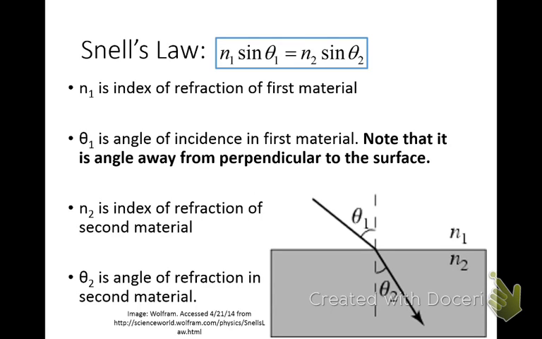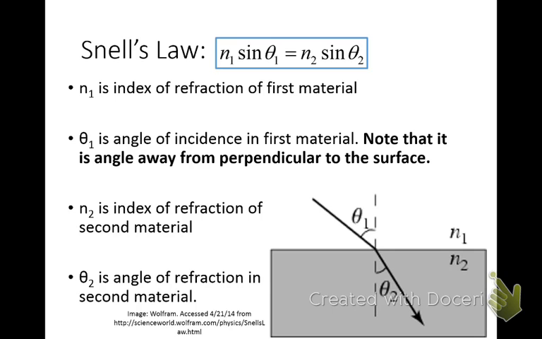The index of refraction can also be used to figure out how much light is going to bend as it passes from one material to another. This is called Snell's law. It's just n1 sine theta 1 equals n2 sine theta 2, where n1 is the index of refraction of the first material, theta 1 is the angle of incidence.